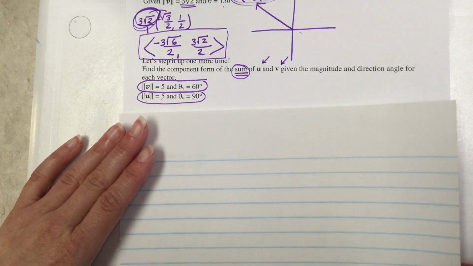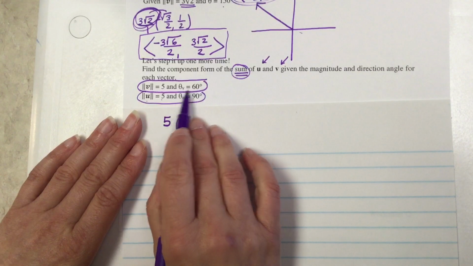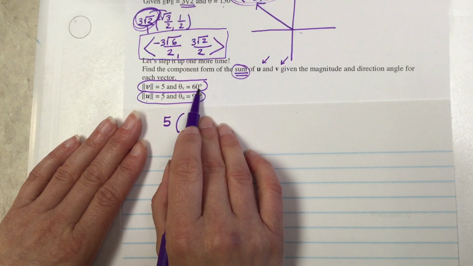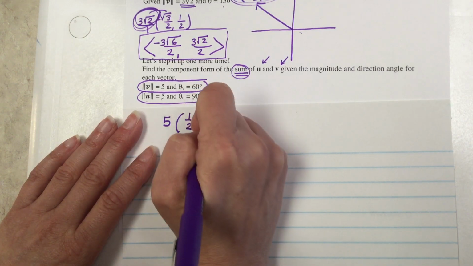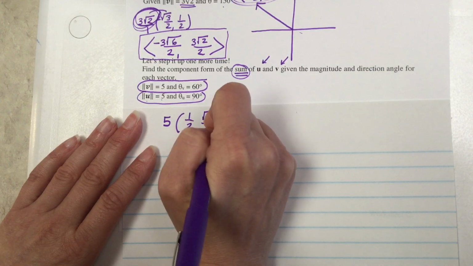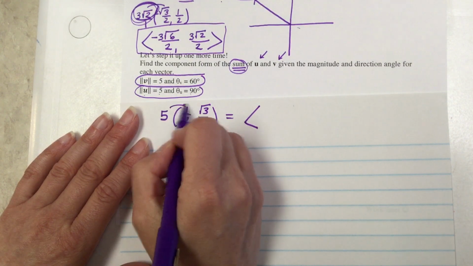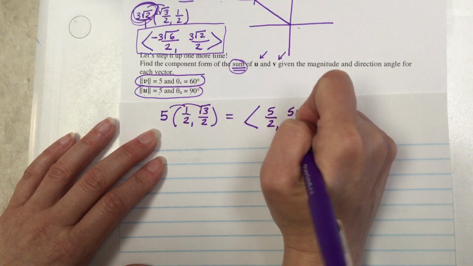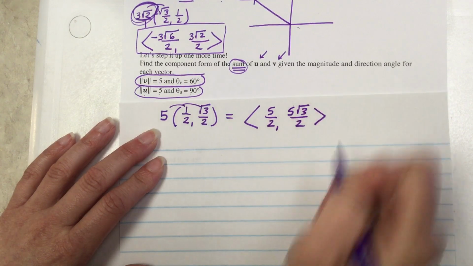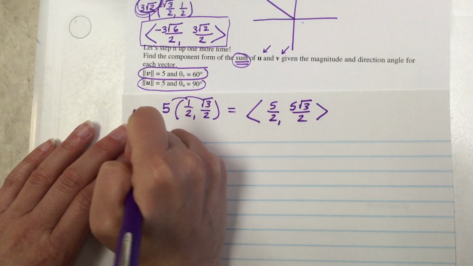Okay, so using your unit circle, I would have 5 outside of. If you look at 60 degrees on your unit circle, the ordered pair at 60 degrees is 1/2 and square root of 3 over 2. So for your component form, you just have to do scalar multiplication, bring in the 5. So it's 5 over 2 and 5 square roots of 3 over 2. So that is the component form for vector v.